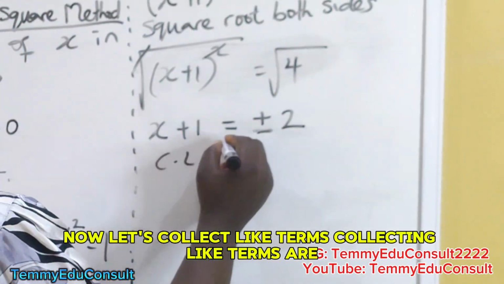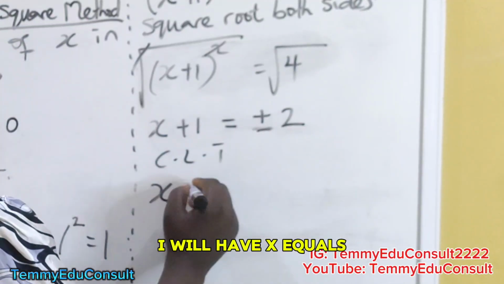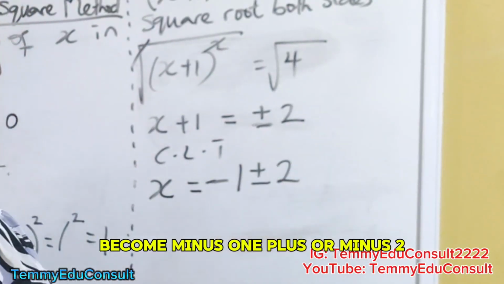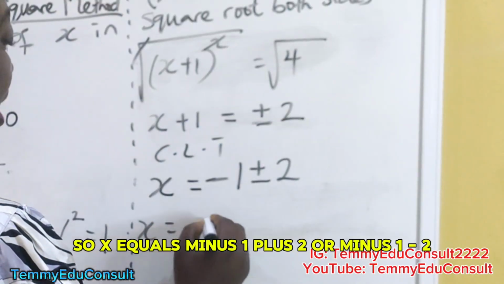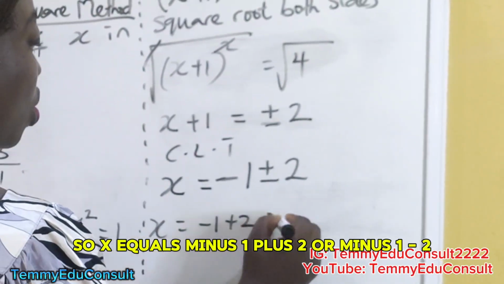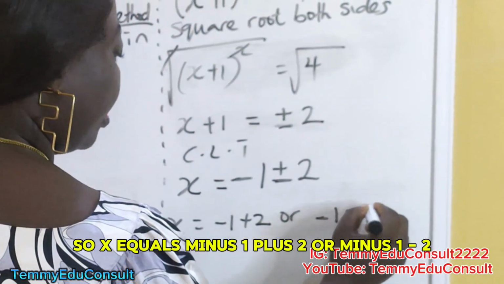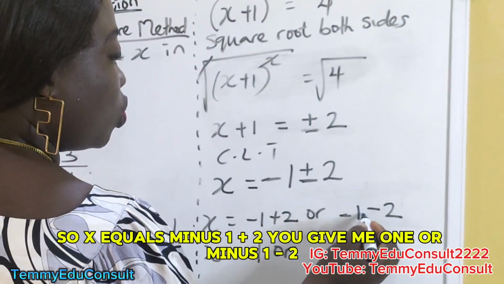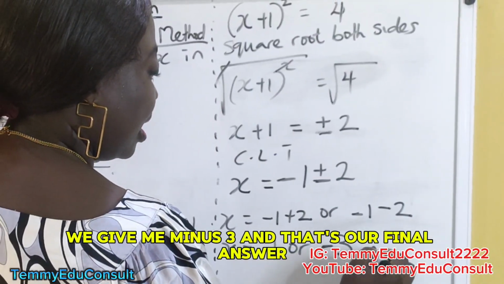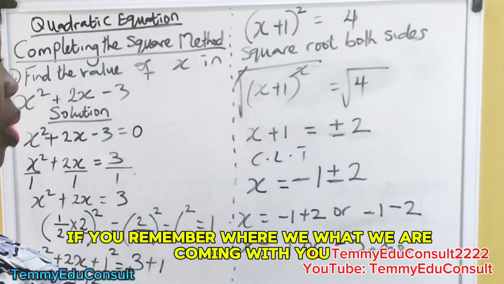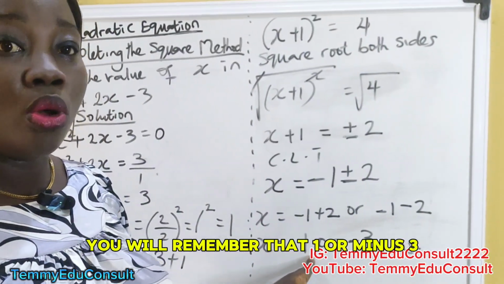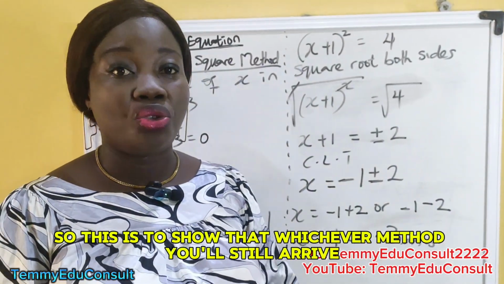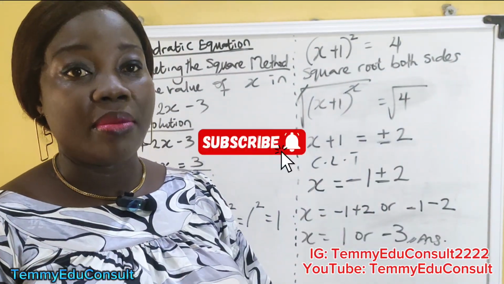Now let's collect like terms. Collecting like terms, I will have x equals, taking this to the other side, -1 plus or minus 2. Now let's solve it separately. So x equals -1 plus 2, or -1 minus 2. -1 plus 2 gives me 1, or -1 minus 2 gives me -3, and that's our final answer. If you remember, 1 or -3 had been our answer previously, and that is what we are still arriving at. So this shows that whichever method you use, you still arrive at the same answer. Thank you.